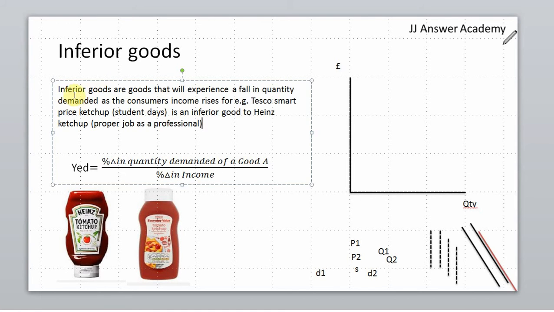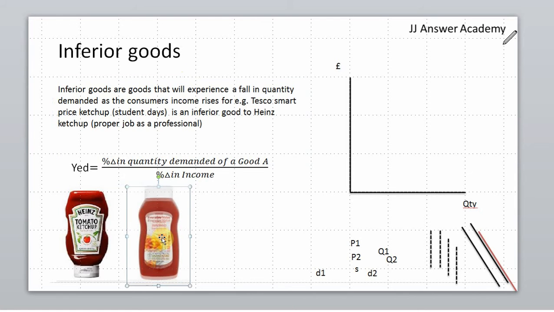So repeating myself again, inferior goods are goods that will experience a fall in quantity demanded as the consumer income rises, and I've given you the example of Tesco Smart Price ketchup, which I have over here, and Heinz. In student days there was lack of income, so we used to buy Tesco value ketchup, and now because the income has increased, we are able to afford the Heinz.